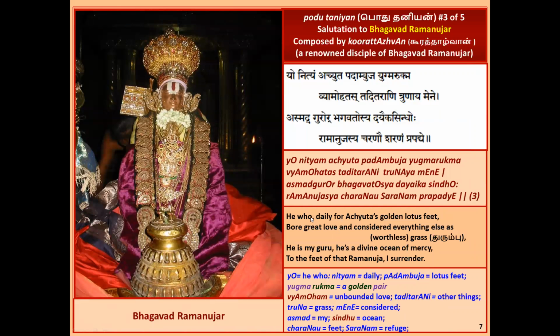So it says here, he who daily for Achyuta's golden lotus feet bore great love. Vyamohatas. You know what moham means? Moham means love or desire. Vyamoham means great desire. So he bore great love for Achyuta's golden lotus feet. And what else? Tad itarani trunaya mene. Truna means turumbu or grass. Mene, he considered. So he considered everything else as turumbu, as grass. Everything else, tad itarani. Now, at first it might seem like you don't know any of these words, but you remember in Tamil, we use the word idara. For example, you might say, just focus on studying, idara vishayangala patti kavalapadade.